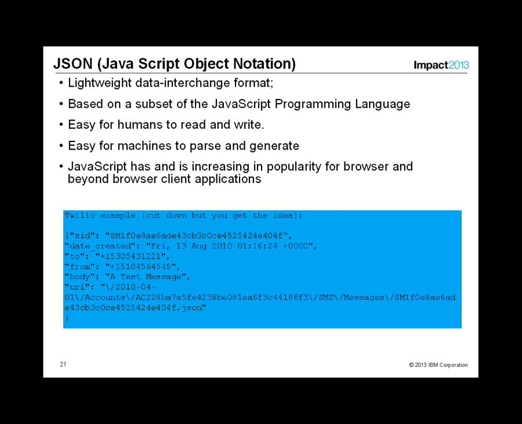I, being from old school, still prefer XML, but for machines JSON is easier to parse. It's a lot more lightweight than XML. There are fewer tags when you're looking at JSON. All right, so it's the same example that you saw, converted to JSON, that you see in the bottom half of the screen. All right, now API styles.